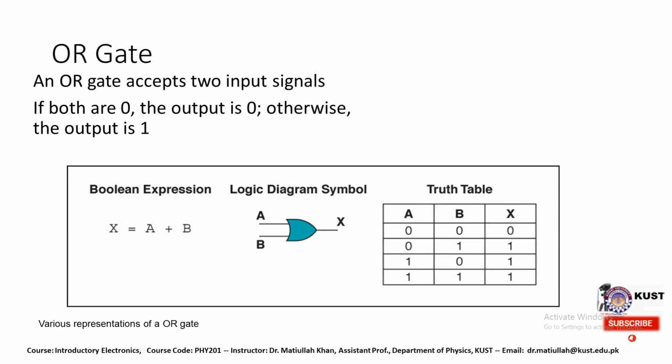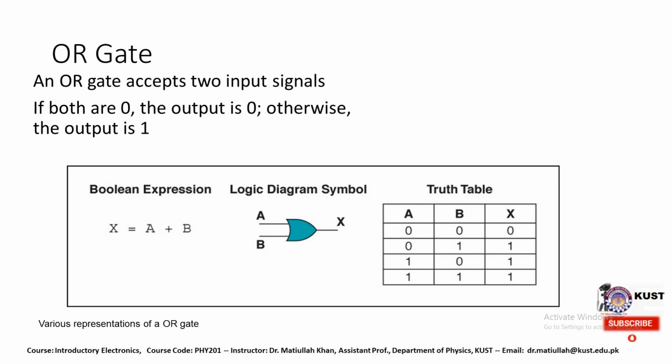Let's come to the OR gate. The OR gate accepts two signals, but there is a condition. If both inputs have the value 0, the output will be 0, otherwise the output will be 1. This means if any one of the input values is 1, the output will be 1, otherwise if both the input values are 0, the output will be 0.